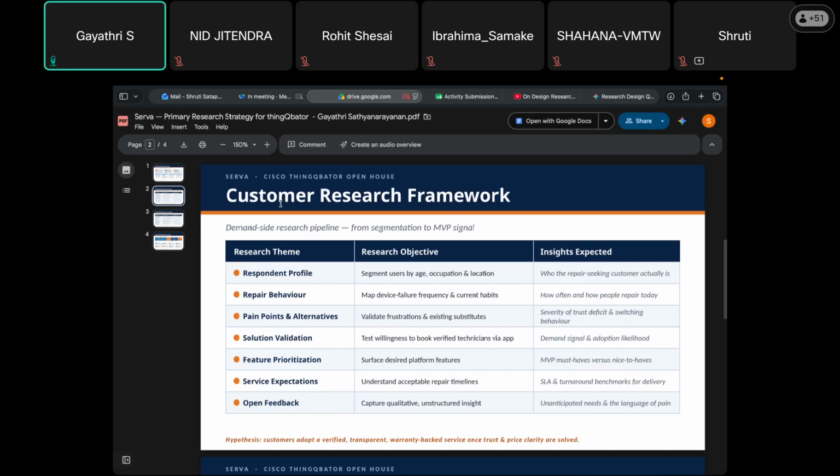Our customer research follows seven stages, from understanding who our users are to eventually identifying what the pain points are. So we study repair behavior, the pain points, of course, the alternative solutions, the feature preferences, like what they would want in better repair infrastructure, and service expectations. Beyond these structured questions in a Google form, we also collect qualitative feedback, as Jitendra sir had mentioned, to uncover insights that we may or may not have expected. So our hypothesis is simple: if we solve trust, pricing transparency, and warranty assurance, customers will be willing to choose a verified repair platform.